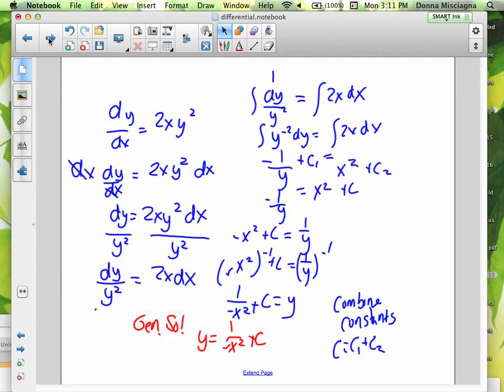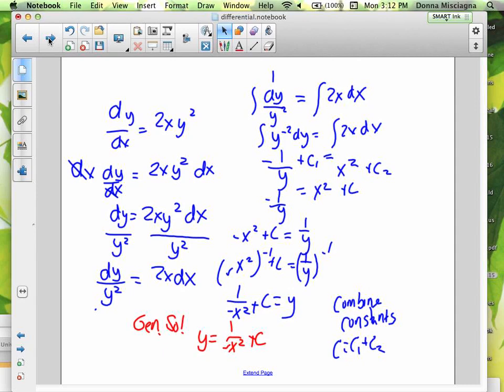We integrate both sides. So we have dy over y squared, and you can change that to y to the negative 2, dy equals 2x dx. Was this the one we had on the other page? Oh, it was the one we had on the other page. Never mind. Sorry. Well, there's all the steps not all crammed in there, so you can see them all.